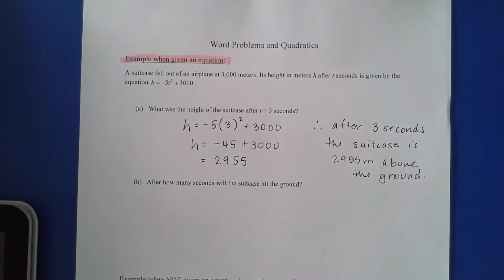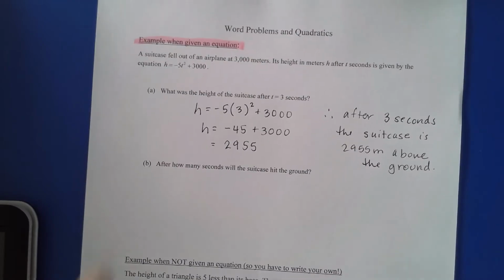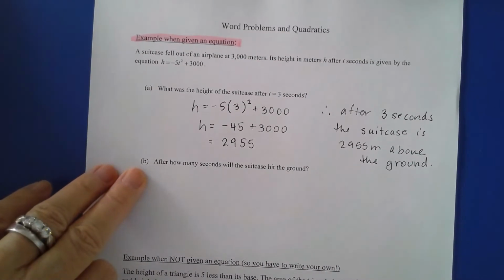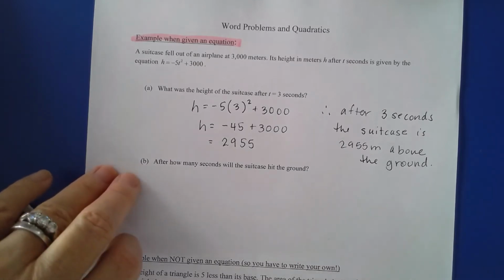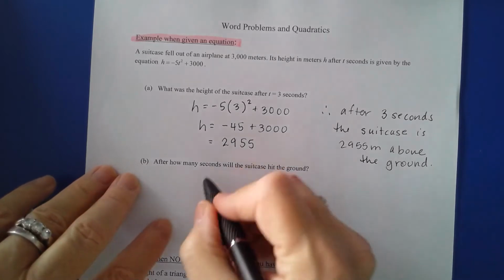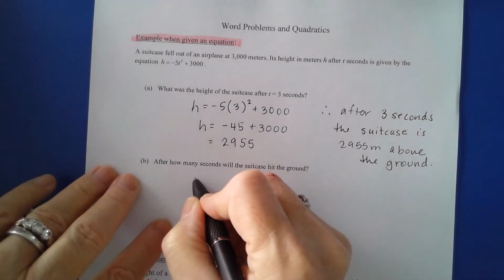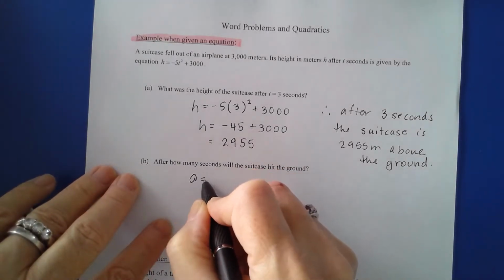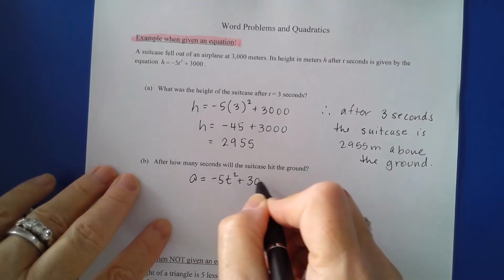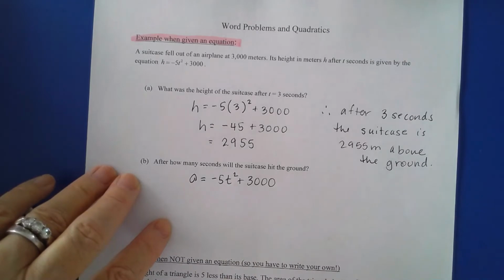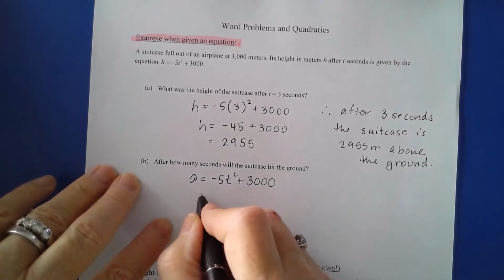So the next one says, after how many seconds will the suitcase hit the ground? It's still a substitution. What do you know? You know the height is 0. So 0 equals negative 5t squared plus 3,000. That's a quadratic equation. I can solve it like this.